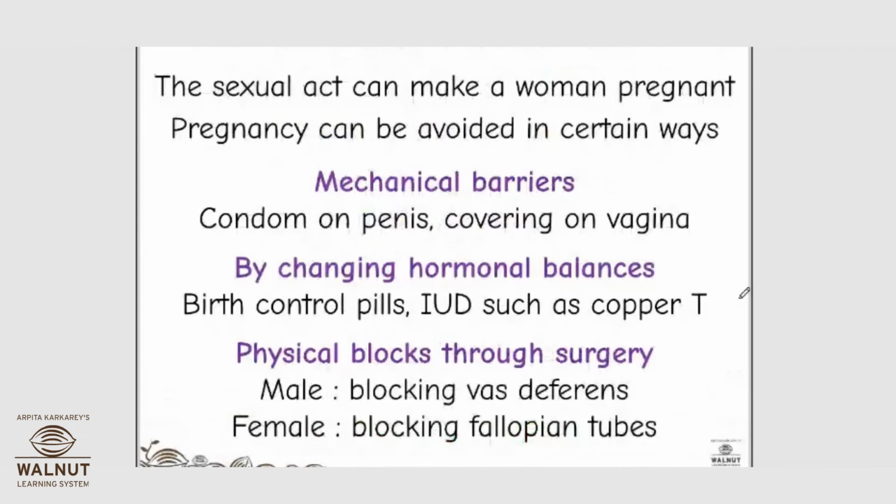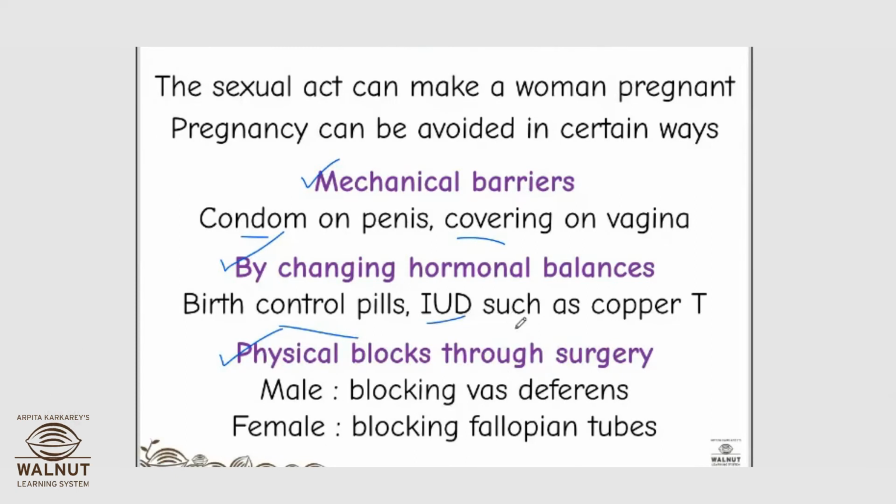The sexual act can make a woman pregnant. Pregnancy can be avoided in different ways: some mechanical barriers, by changing hormonal balances, and by physical blocks. So here, mechanical barriers are a condom on the penis or a covering on the vagina. By changing hormonal balances means birth control pills. Control pills are medicines which have some hormones that can change the secretion of some other hormones inside your body.